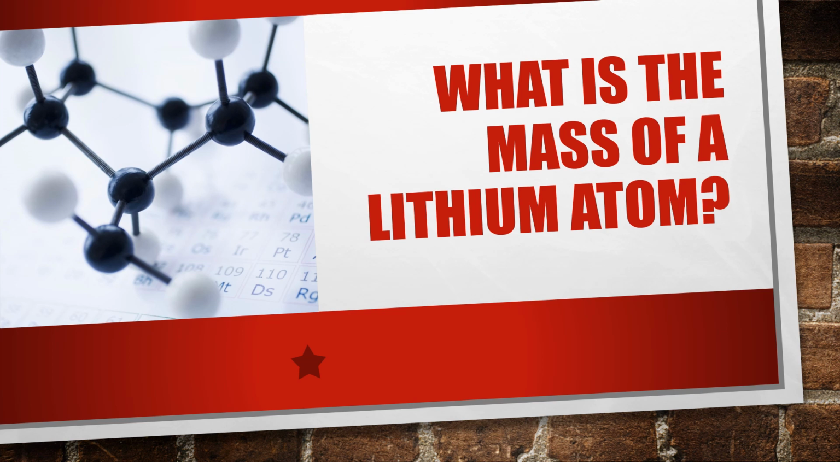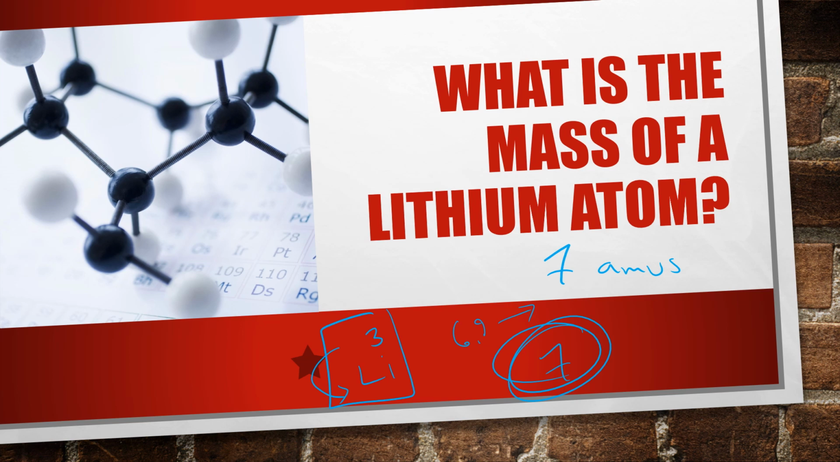What is the mass of a lithium atom? So lithium is number 3 on the periodic table. And if you look below that number 3, you're going to see a number down below. I believe it is 6 point something, 6.9 something. Okay, so we're going to round that to a 7. So we'll say the mass is 7 AMUs.